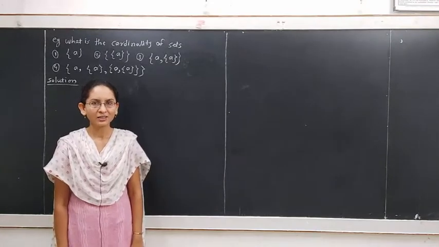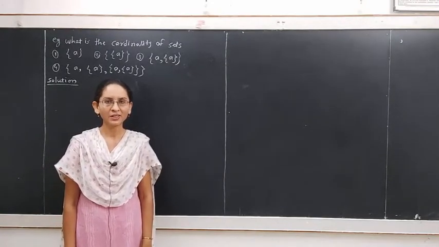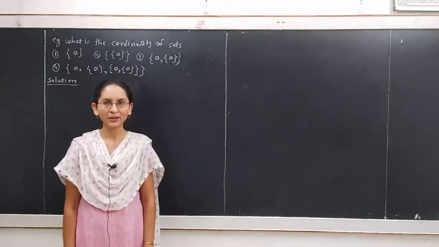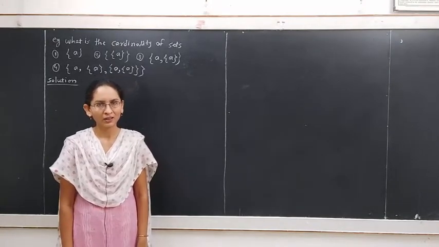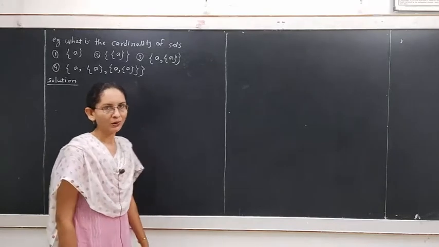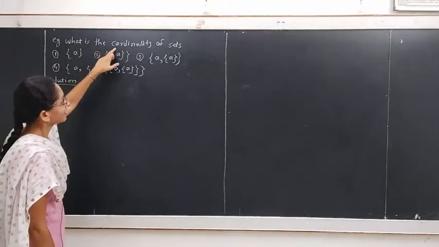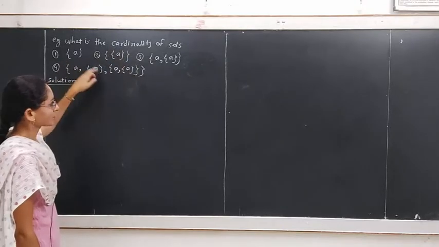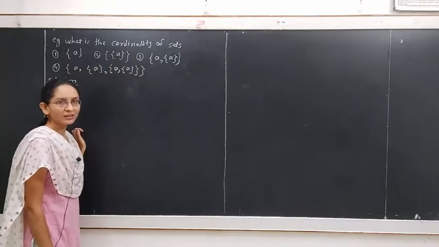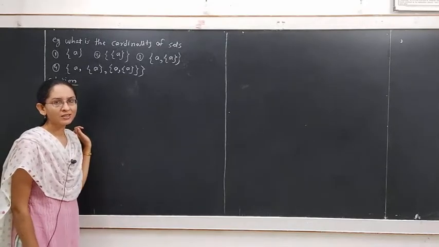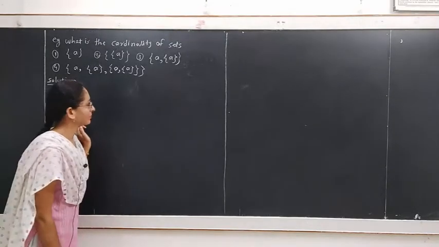In last lecture we studied the definition of set, examples of set and representation of set by using Venn diagram. Now let us take the example on the same topic. What is the cardinality of these sets? First of all, the cardinality of set is the number of elements present in that set.